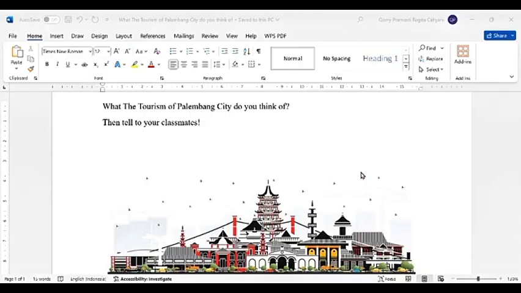Is my voice lagging, Kak? No, it's not. Okay, I'll continue. It's reputed to be the burial site of ancient Malay and Sriwijaya royalty, making it a fascinating destination for those interested in the rich past of this area.